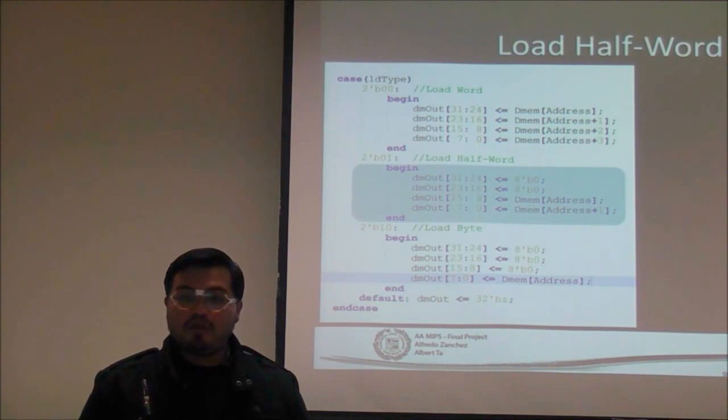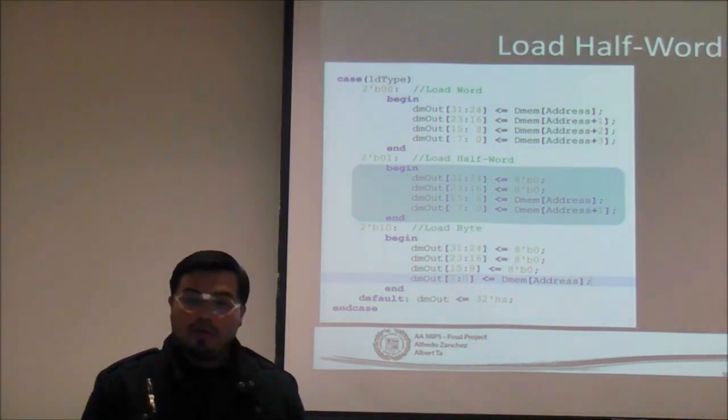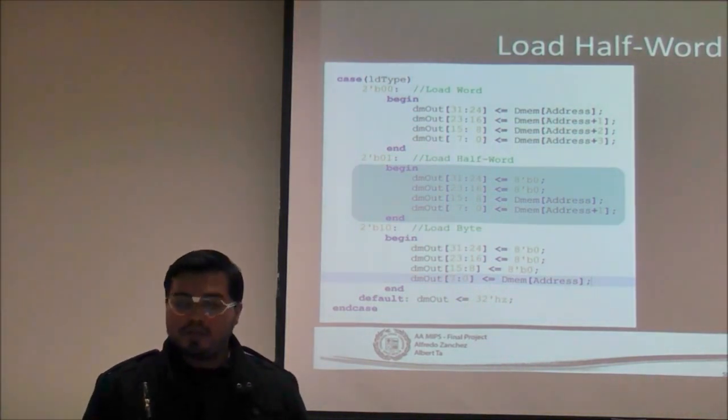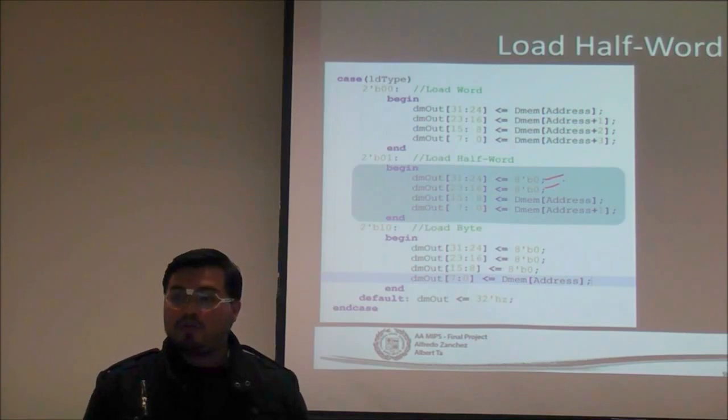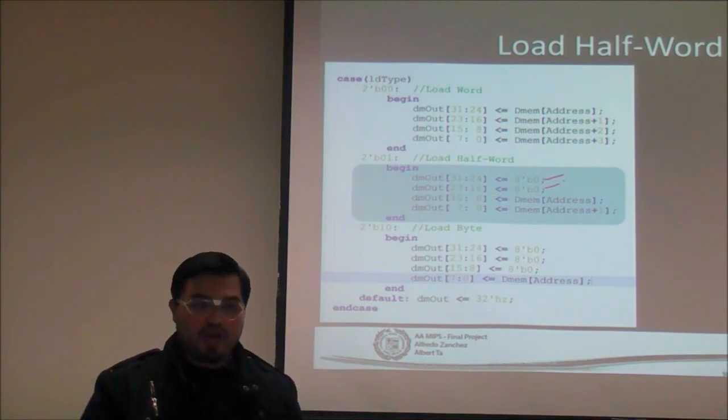The load half word is the same way. The only difference is that this is 16 bits. So the upper half, 31 to 24 and 23 to 16, must be loaded with zeros because the registers are not byte addressable.